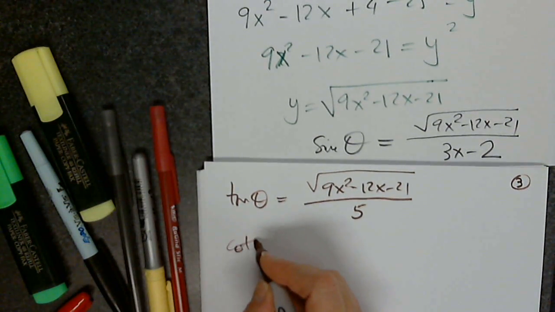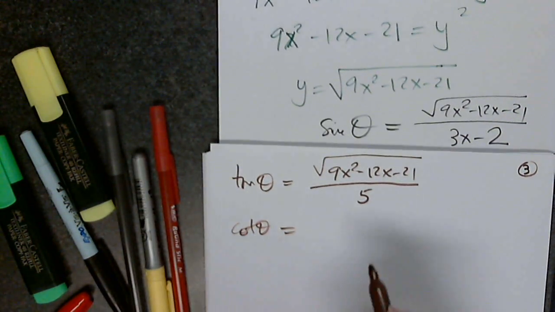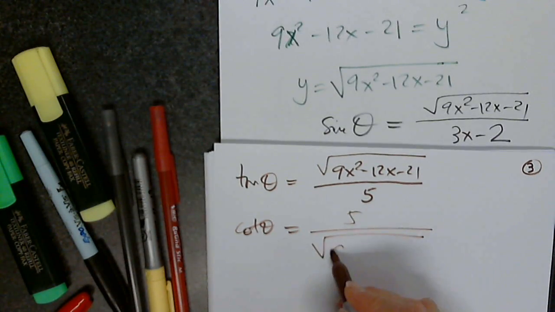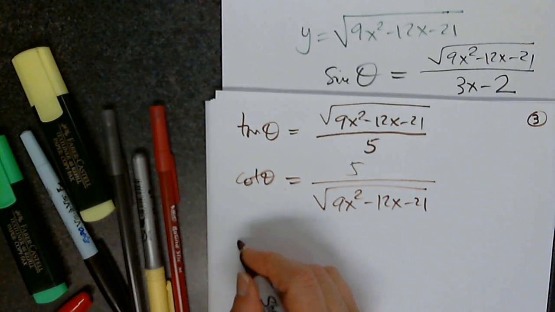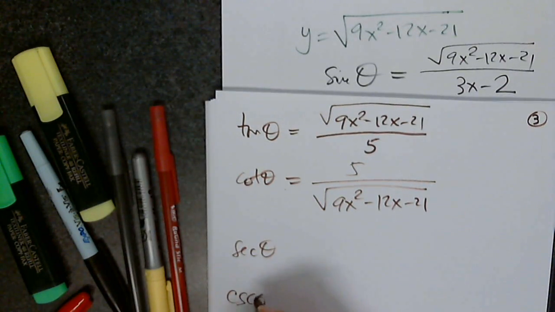What about cotangent theta? 5 over, right, divided by the square root of 9x squared minus 12x minus 21. Good. What about secant and cosecant theta?